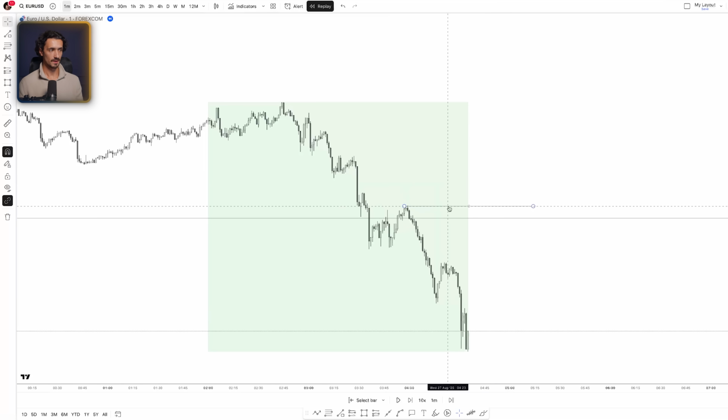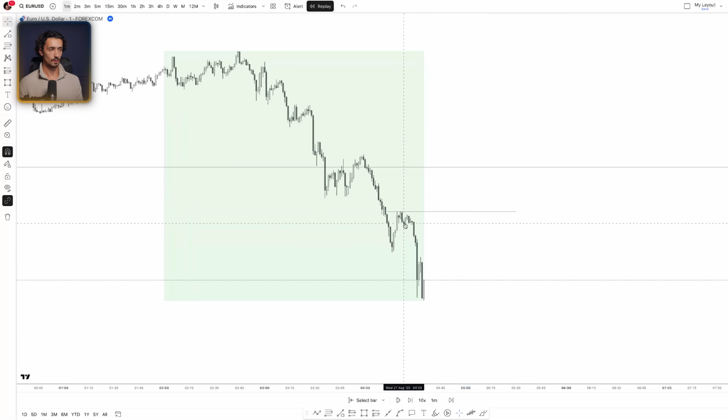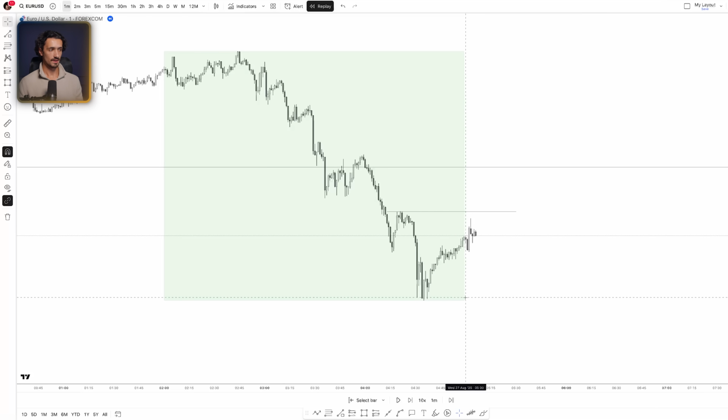You can see again, we failed to do that. So what happens? We find a new structural high. And now we need this level to be traded through. And we wait. This is the 5 a.m. So now we have exceeded our London session window. We can no longer trade. Now we have to wait for New York session.